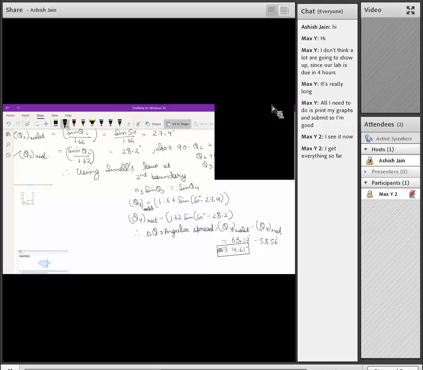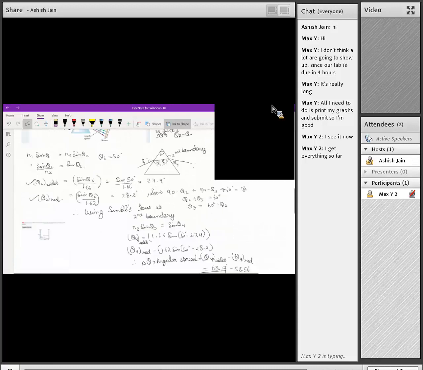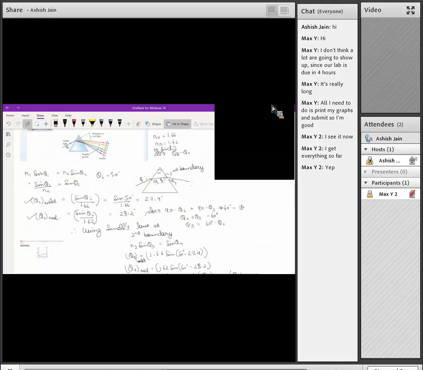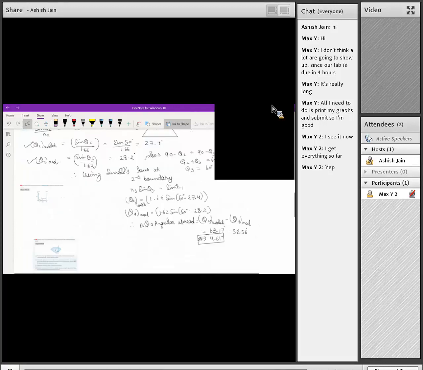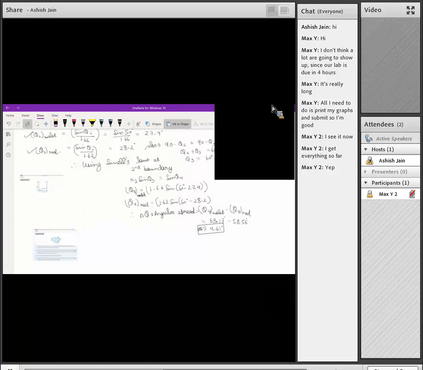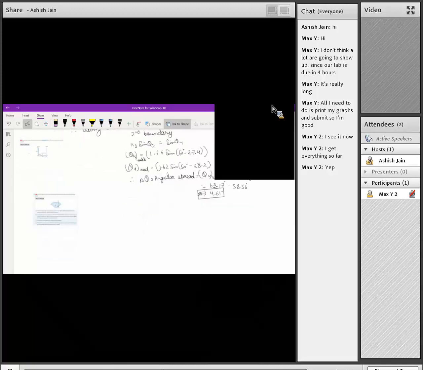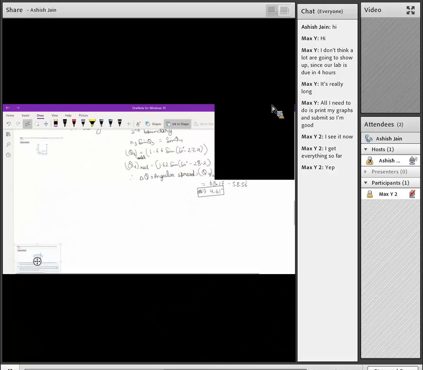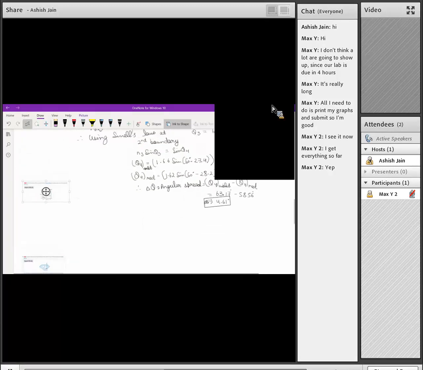Did you get it? I'll repeat it once. It is just using Snell's law at two boundaries. I used Snell's law at boundary number 1. Then I found the relation between theta 2 and theta 3 using the property of a triangle. And then I applied Snell's law at the second boundary, and that's how I found the total angular spread or angular dispersion. Okay, I'll move on to the next question if it's okay.